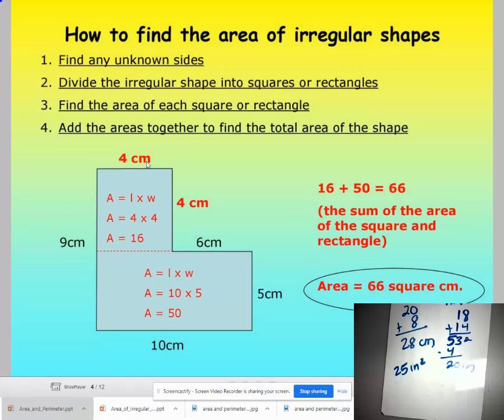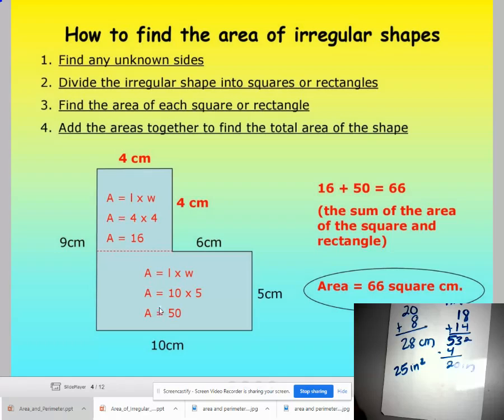Now that I have all my sides labeled, I'm going to divide my shape into squares and rectangles. I have 1 square and 1 rectangle. I'm going to find the area of each one and then add them together. Well, if I look at my square, if I have a length of 4 and a width of 4, that gives me an area of 16. So this entire area is 16.